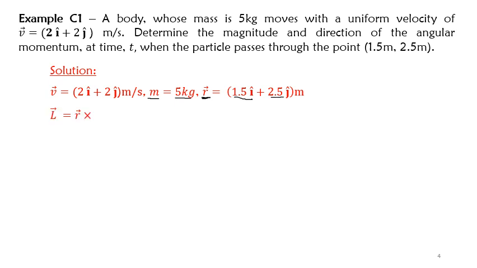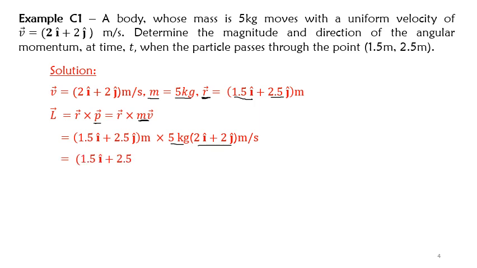And from the formula, now for our L, the angular momentum equals R cross P, which is, well, because we are given V and M and R, so you substitute MV for P. And continue to solve. You have your R, which is 1.5 I plus 2.5 J meters. Then cross M, 5 kg. Then V, 2I plus 2J meter per second.